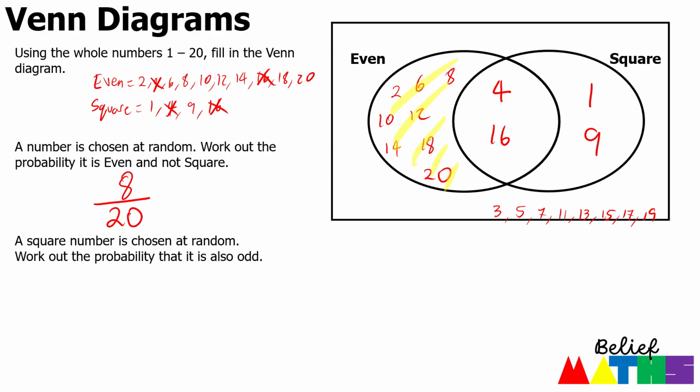The next one says a square number is chosen at random. So our denominator is all of the square numbers. There are only 4 square numbers that are smaller than 20. So 1, 4, 9, and 16. Work out the probability it's also odd. So we're looking for the square numbers that are odd or not in the even section. So that's going to be this one and this one. So therefore we can see that's 2 out of 4 or a half or 0.5 if you wish. And again, that's how we would do a Venn diagram. Remember, with your probabilities, you should try and work out what would the denominator be first and then work out your numerator.